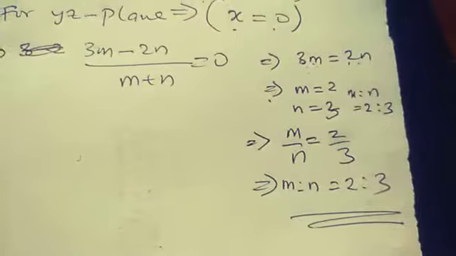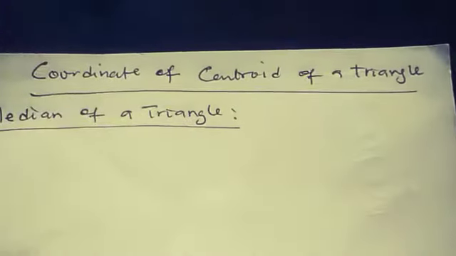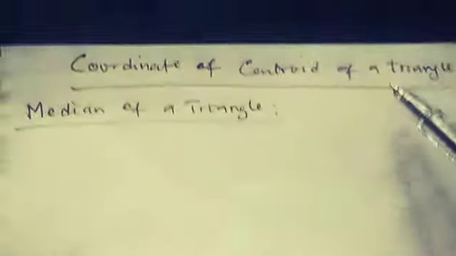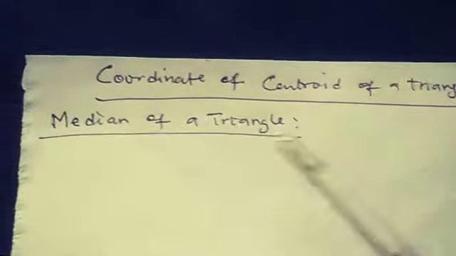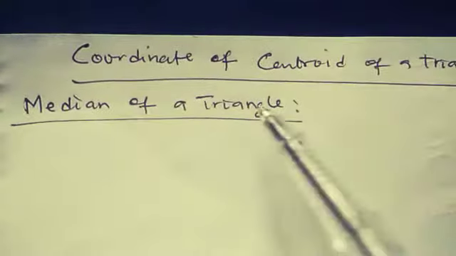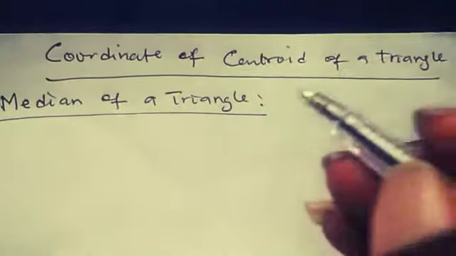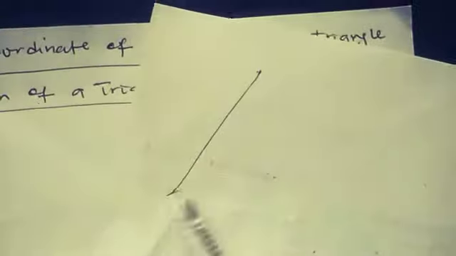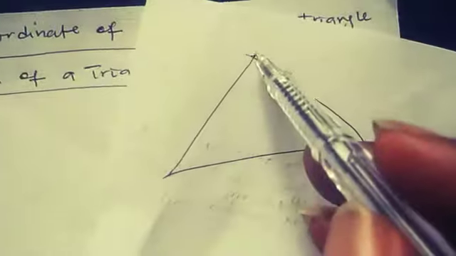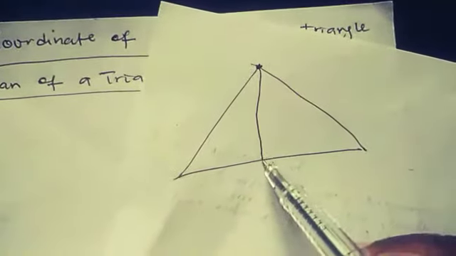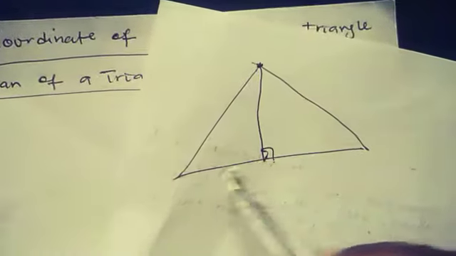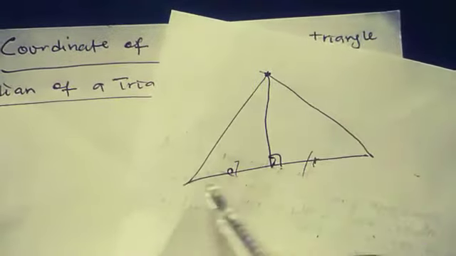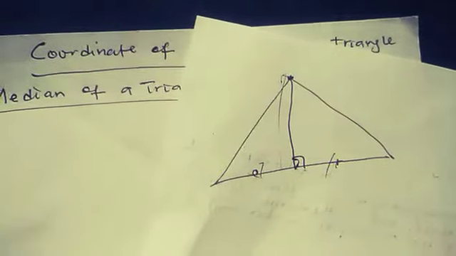Now the next one is we go to the centroid of a triangle. So, the coordinate of the centroid of a triangle. Before we talk about what centroid means, we need to first define the median of a triangle. If they say that the median of a triangle is a straight line, look at this. Where we have this now. If you draw one line to bisect this into two equal parts, then this one is equal. So this line is called the median of a triangle.